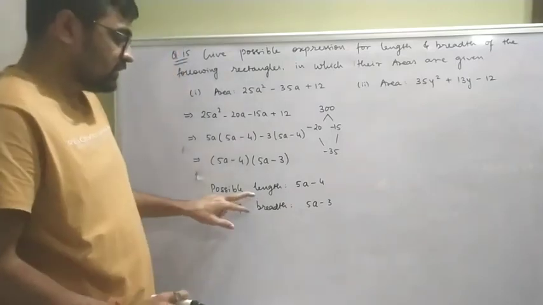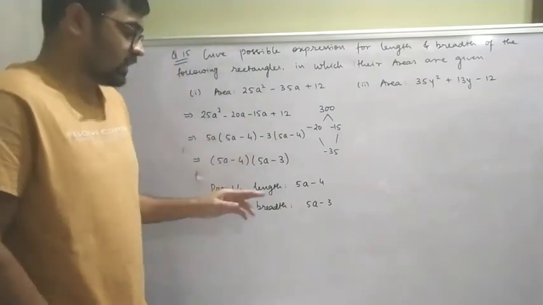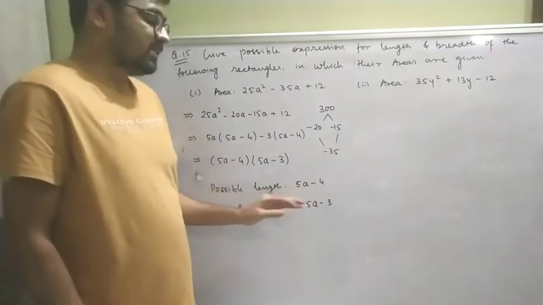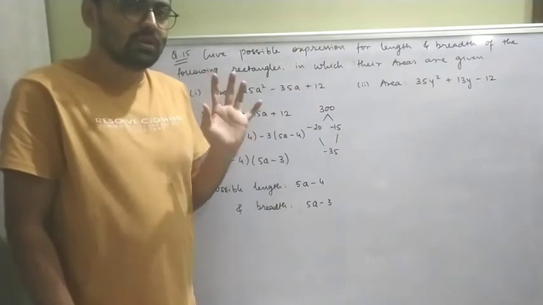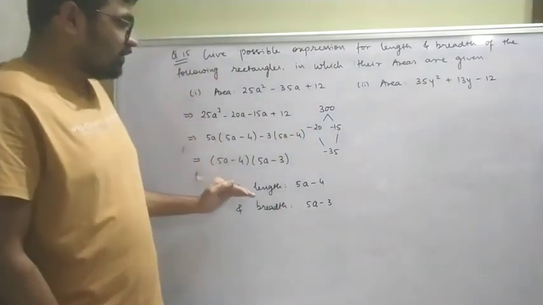Now instead of this, if you have interchanged them, it's okay. Possible length, if you have written 5a minus 3 and breadth is 5a minus 4, it's okay. Somehow it is length and breadth only. Simple. This is how we are supposed to do.